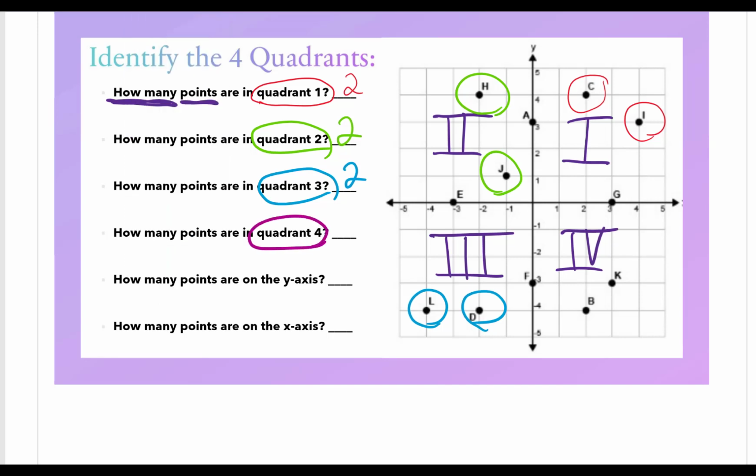quadrant 4, how many points do we have? 1, 2. We have point B and point K. So ¿cuántos puntos tenemos en cuadrante 2? Tenemos 2 puntos, punto B y punto K.